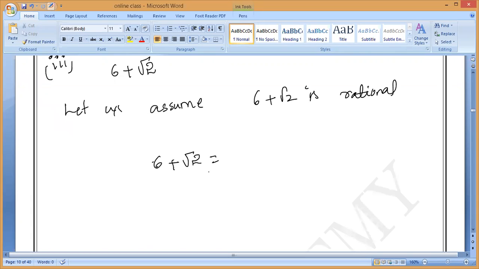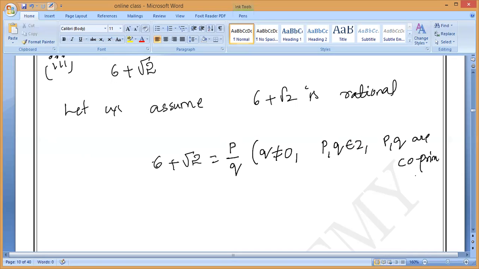Ma'am, P by Q. Q not equal to 0, ma'am. P and Q are some integers, Q belongs to Z. P and Q are co-prime, ma'am. Co-prime. Okay. Next step.